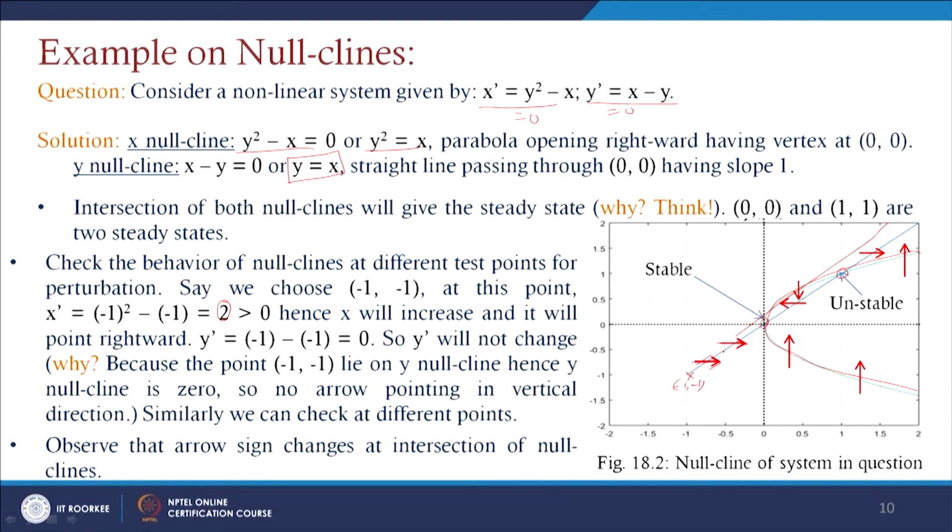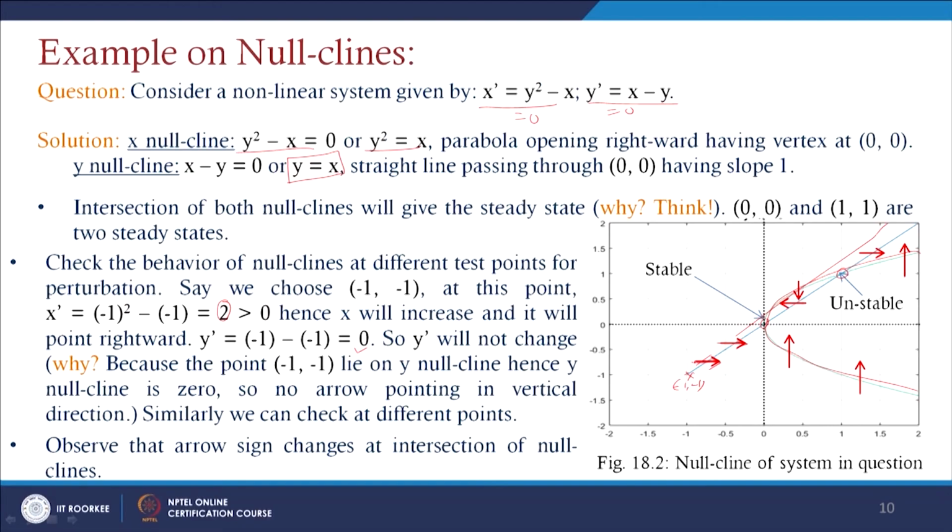And if you consider the function for y dash here, then we find that this is minus 1 minus of minus 1, which equals 0. So, y dash will not change here, because the point minus 1 lies on the y nullline, since it is lying on this line, hence y dash is 0 here. So, there is no arrow; that is why we have not kept any arrow pointing in the vertical direction.